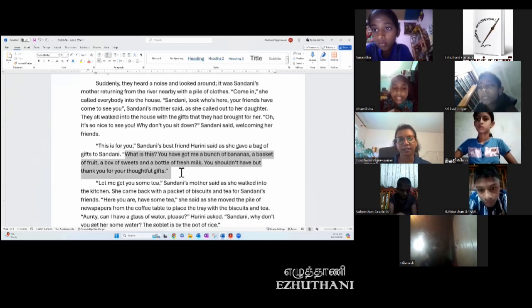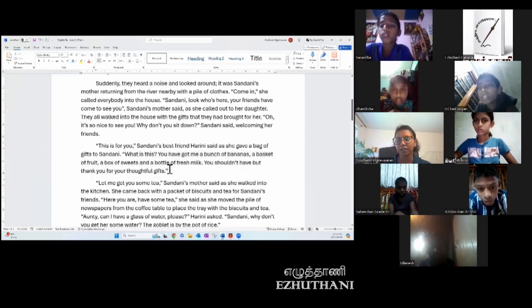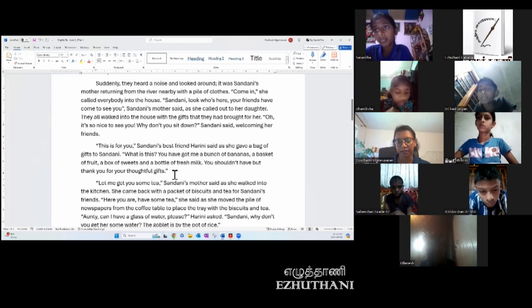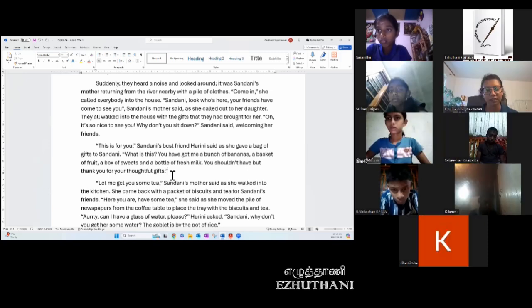A bunch of banana, a basket of fruit, a box of sweets, a bottle of fresh milk. Yeah. So when Sandini's friends gave her this gift, the bananas, the basket of fruit, the box of sweets, and the bottle of fresh milk, she said, "You shouldn't have, but thank you for your thoughtful gift." So when she received the gifts, she was very happy. She was very thankful that her friends brought her this gift. Okay?